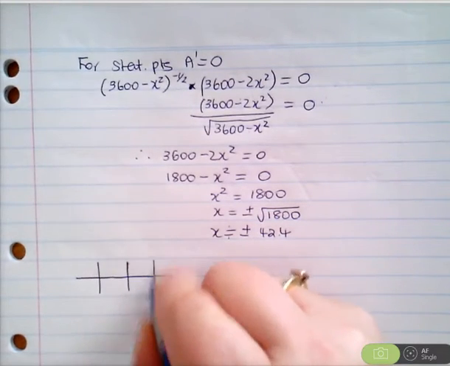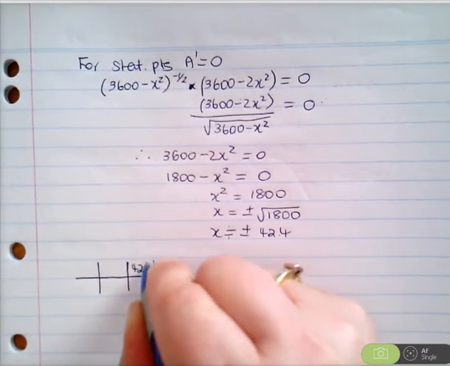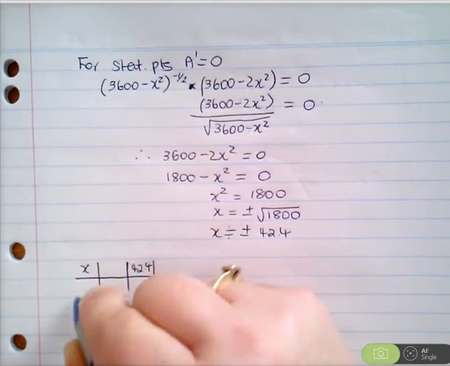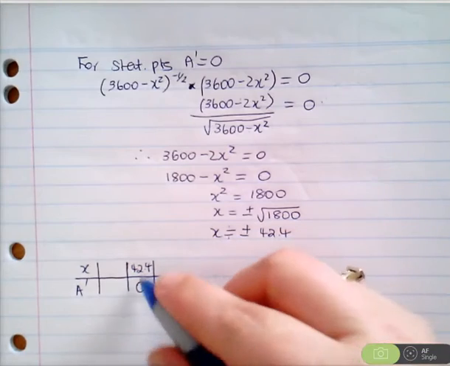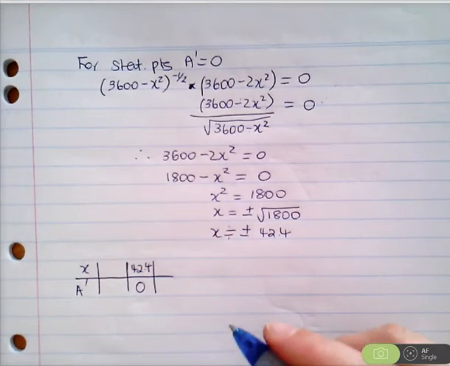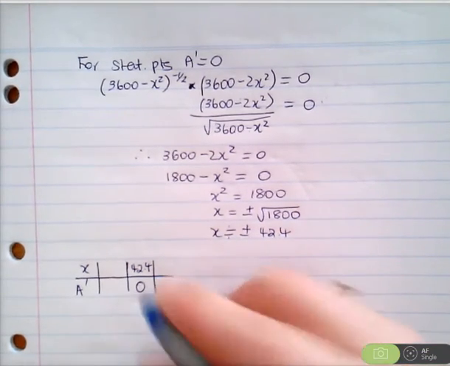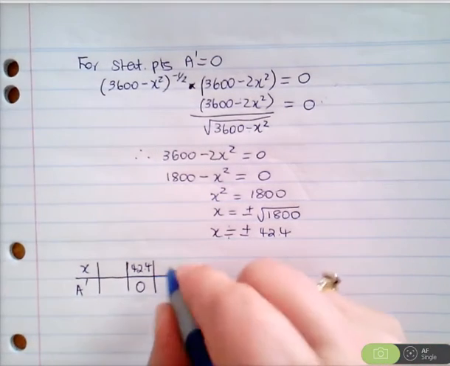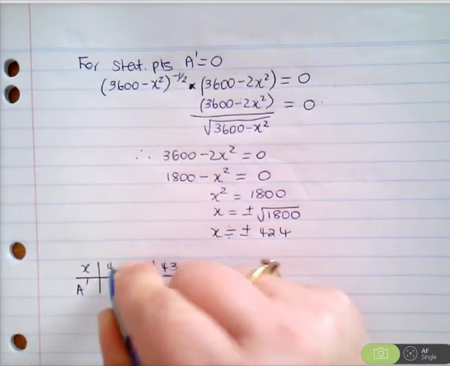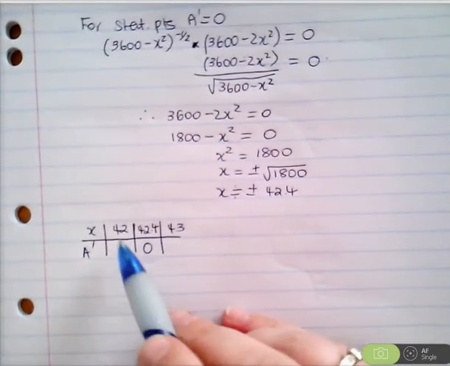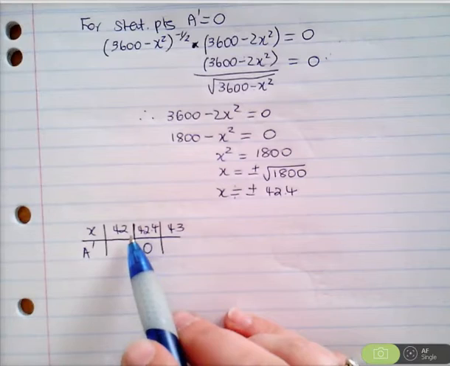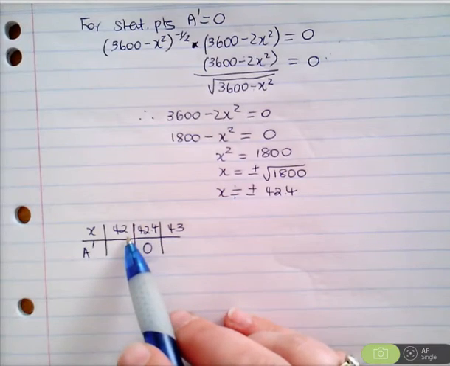So when x is 42.4, we're looking at A dash. We know that A dash is 0 when x is 42.4. And we can look at a point on either side. You can go 43 and 42 if you want. That's fine, okay? So when x is 42, we need to substitute into the equation for the first derivative.